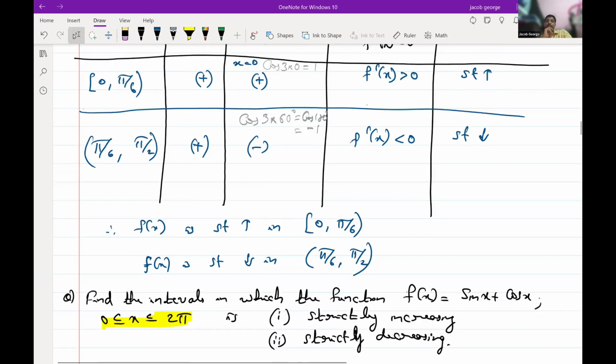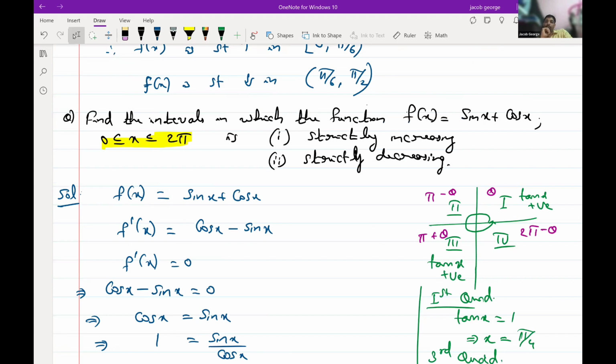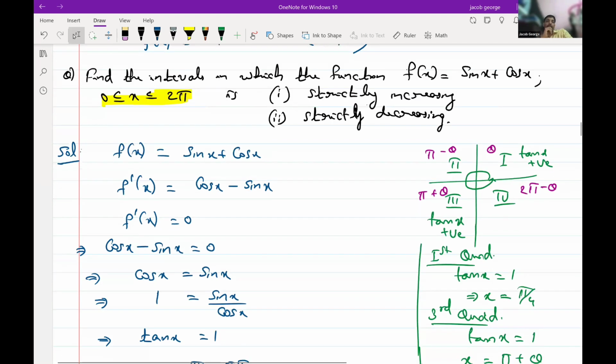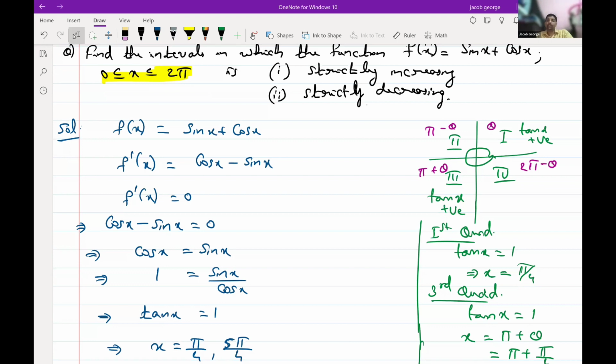So we could write this. Now the function is sin x plus cos x. Here it is from 0 to 2 pi. So there, that quadrant rules also we have to note down when it is from 0 to 2 pi. First step is f dash x. Derivative of sin x is cos x. And derivative of cos x is minus sin x. Then f dash x equated to 0. Or cos x minus sin x is 0.